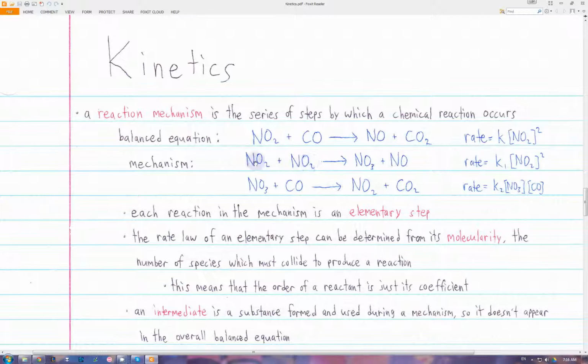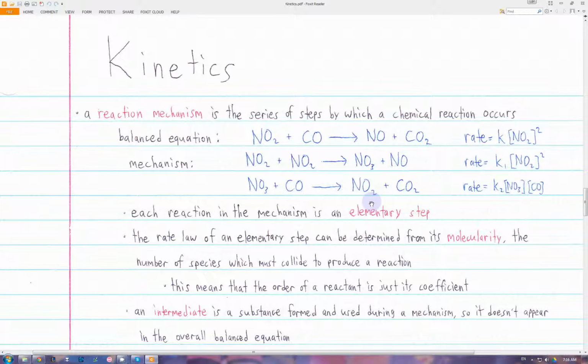So for example, in both of these elementary steps, they are bimolecular. And that's because in both of these reactions, two molecules must collide to produce the reaction. Here we have two NO2 molecules which must bump together, and here we have an NO3 molecule which must bump into the CO molecule to produce the reaction.